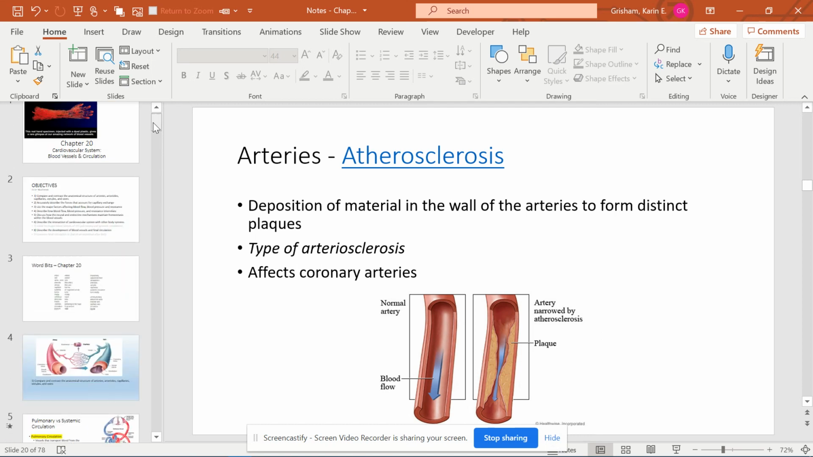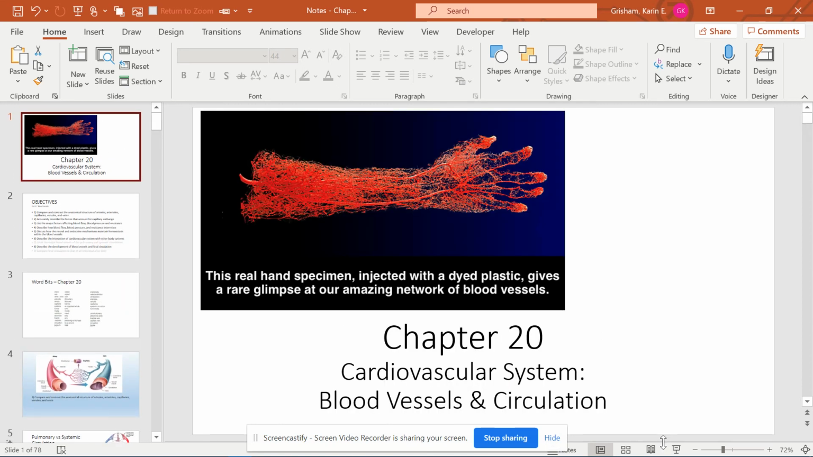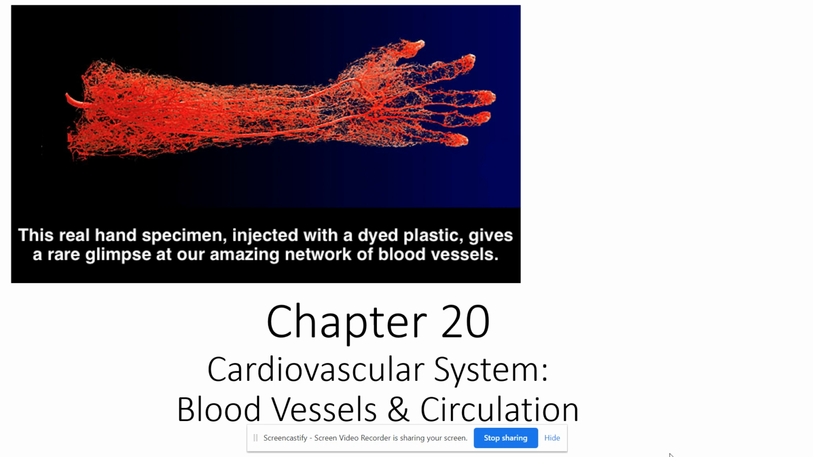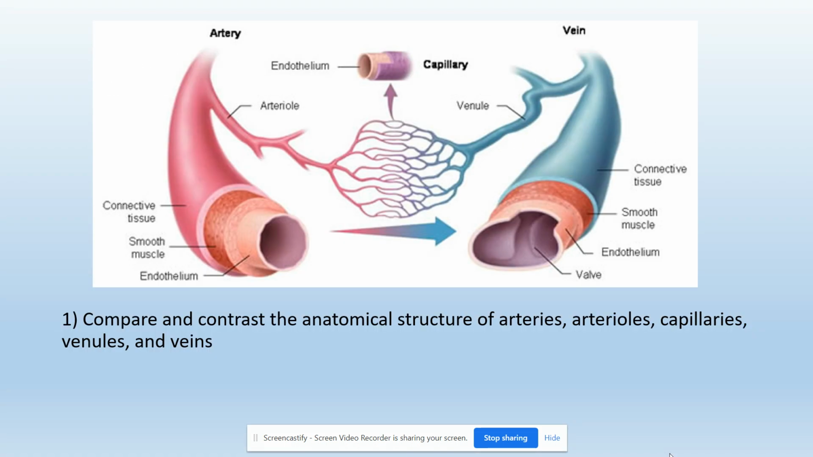Okay, we are going to talk about Chapter 20, Objective 1. Sorry, I had to get there. Chapter 20 is dealing with blood vessels, and Objective 1 is talking about the structure of the various blood vessels: arteries, veins, and capillaries.